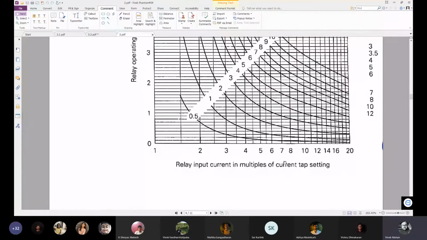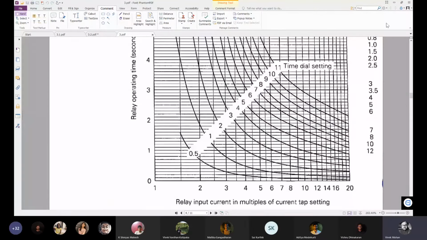So whatever characteristic is given, that horizontal axis will be labeled, so you will be able to find that value. Accordingly, you will find the relay operating current. And if the time dial setting or the time setting multiplier is given, you go to that particular curve and find it. Okay, thank you, sir. That's all.